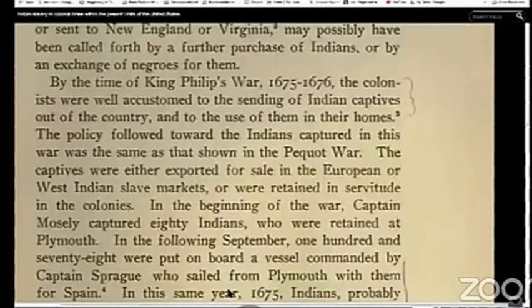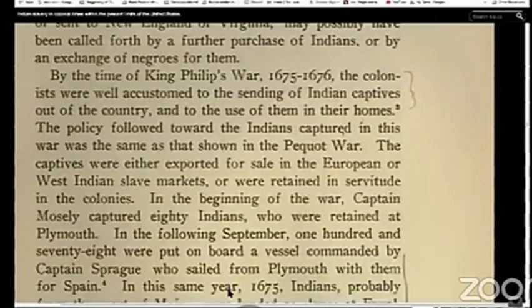In the beginning of the war, Captain Mosley captured 80 Indians who were retained at Plymouth. In the following September, 178 were put on board a vessel commanded by Captain Sprague, who sailed from Plymouth with them for Spain.